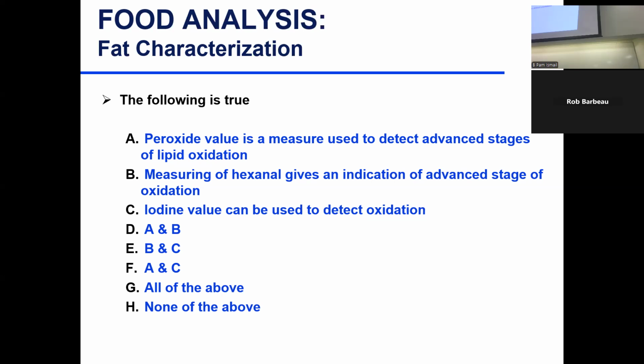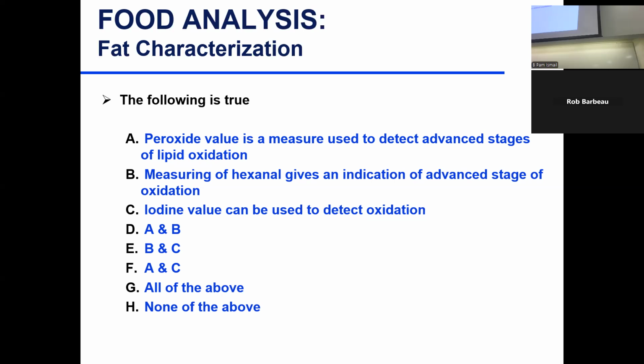Hexanol is a secondary metabolite of oxidation, so it's an indication of an advanced state of lipid oxidation. Iodine value is a measure of unsaturation. So the more double bonds you have, the higher the polyunsaturation, the higher the iodine value. But if the oil is oxidized, oxidation attacks double bonds, right? So the degree of unsaturation decreases in an oxidized oil.